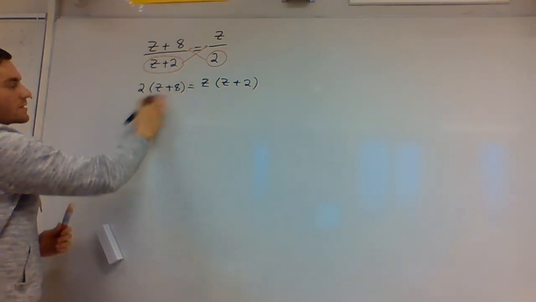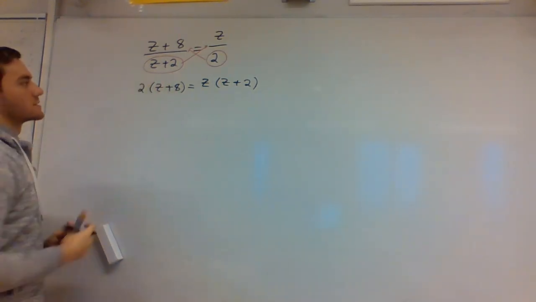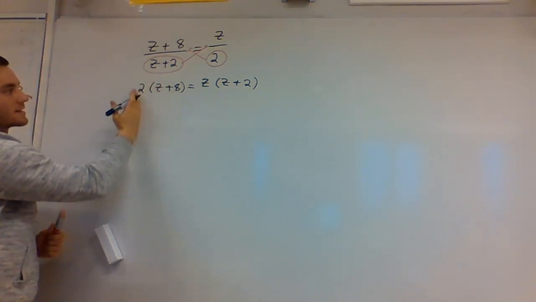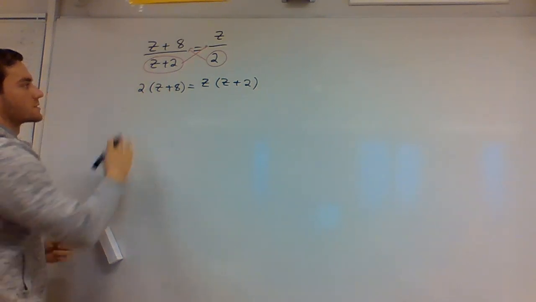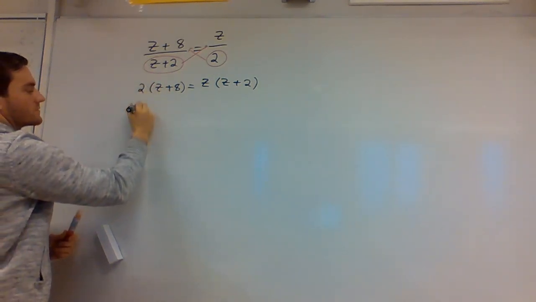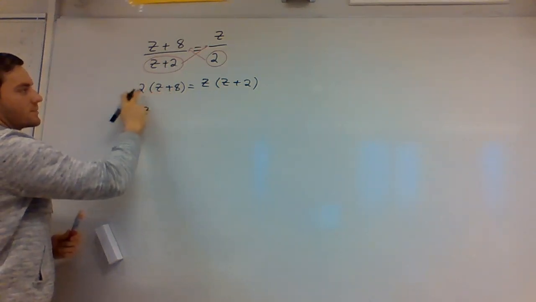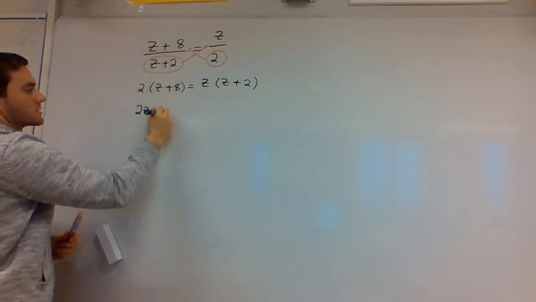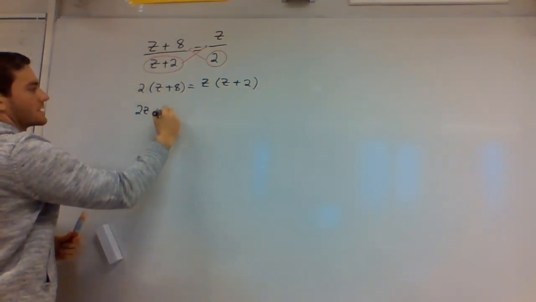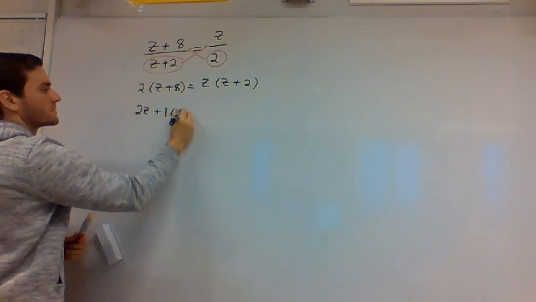So now I'm going to get rid of these brackets. I'm going to expand. I'm going to distribute. The number on the outside gets multiplied by the terms inside. So 2 times Z gives me 2Z. 2 times a positive 8. Both these numbers are positive, so my answer is still going to be plus. And 2 times 8 is 16.